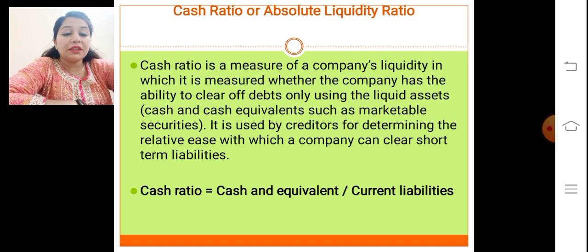Next is absolute liquid ratio. The cash ratio is a measure of a company's liquidity, in which it is measured whether the company has the ability to clear off debt using only liquid cash. Liquid cash means cash and cash equivalents like marketable securities. It is used by creditors for determining the relative ease with which a company can clear short-term liabilities. And the formula of absolute liquidity ratio is cash and cash equivalents upon current liabilities.